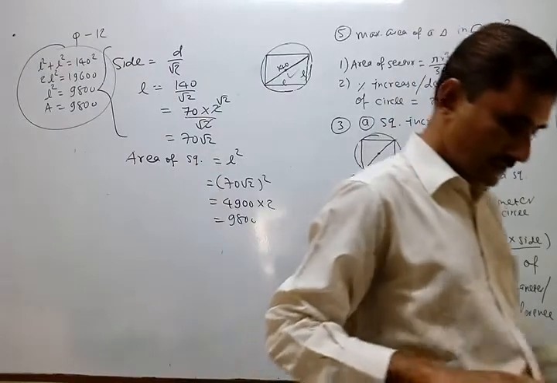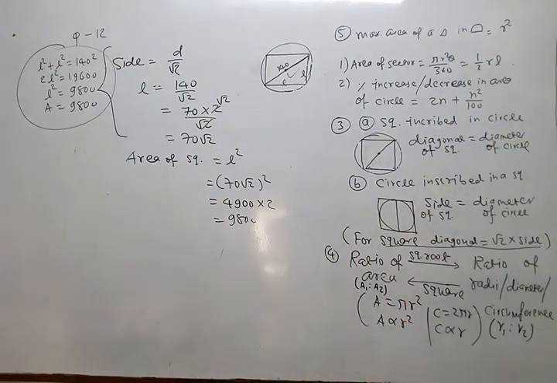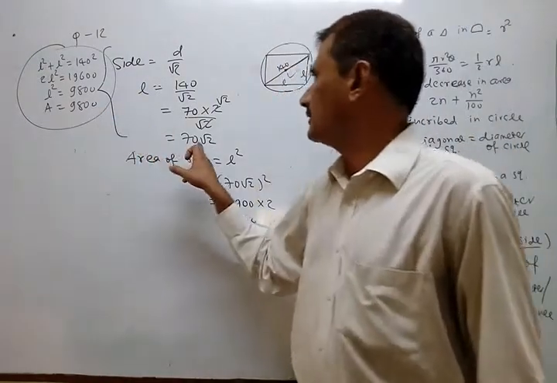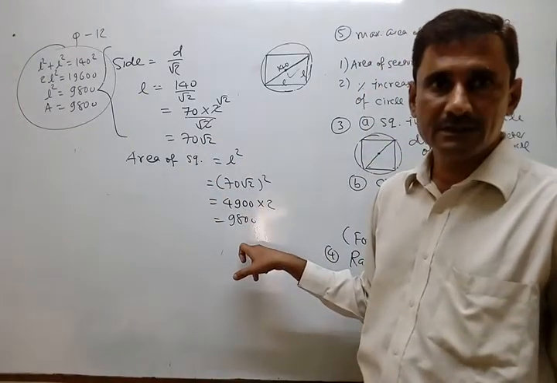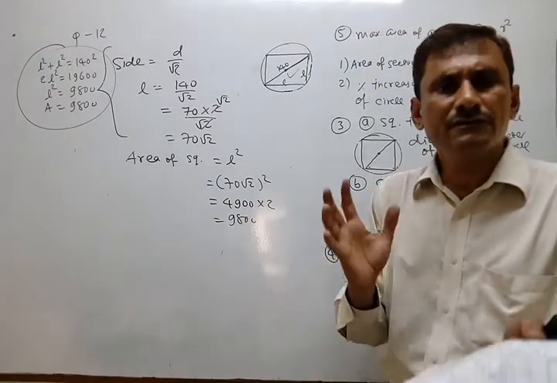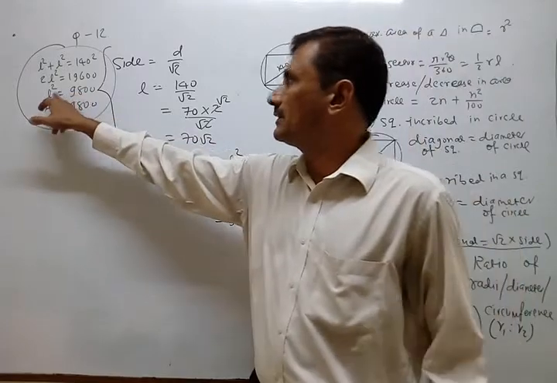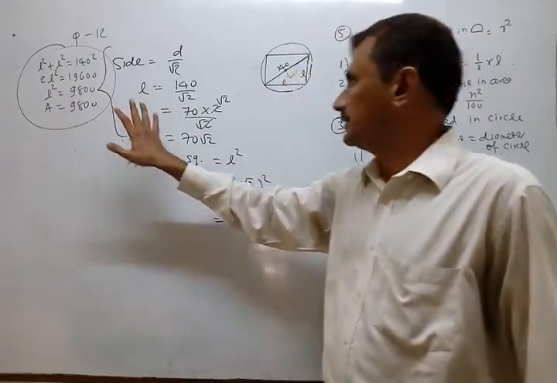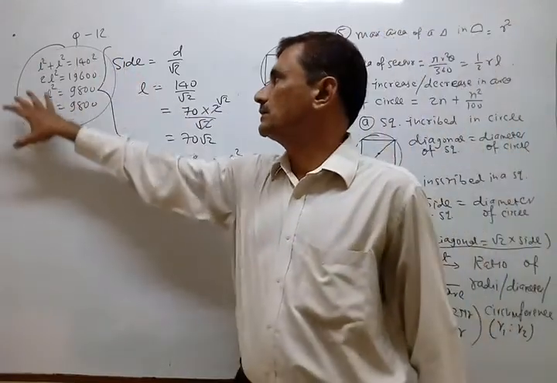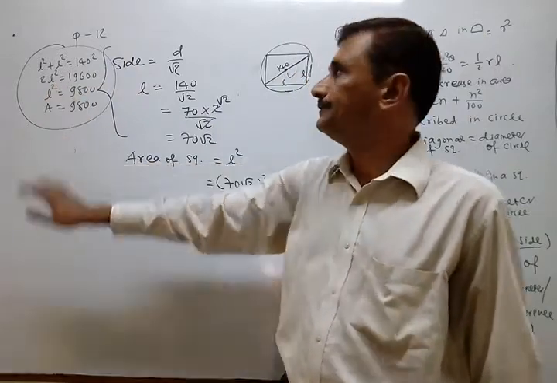Just look there. L square is nothing but the area. So no need to find L. Here we find L, then we make the square. So it is quite a waste of time because L square is directly useful here. Okay, understand? So this way also you can solve this sum.